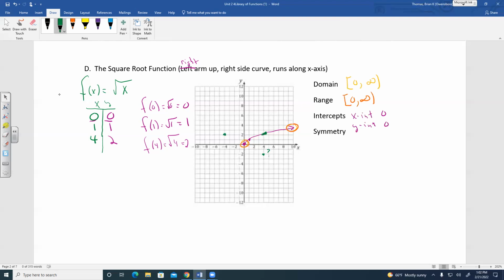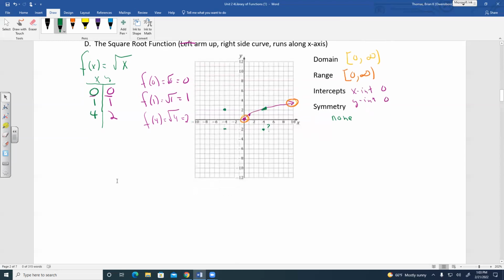That's not happening. For origin, if there's this point (4, 2), there should have been this point (-4, -2) over here. There's not this point either. So this does not have any symmetry. There is no reflection across the x-axis, no reflection across the y-axis, and no reflection over the origin. Okay, so that's what we have there. That's what we call the square root function. It's kind of like half a U opening along the x-axis instead of the y-axis.